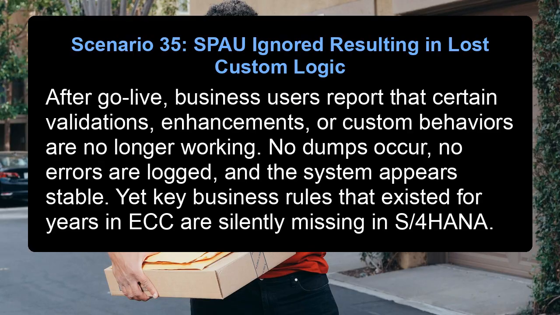Scenario 35. SBAU ignored, resulting in lost custom logic. After go-live, business users report that certain validations, enhancements, or custom behaviors are no longer working. No dumps occur, no errors are logged, and the system appears stable. Yet key business rules that existed for years in ECC are silently missing in S/4HANA.